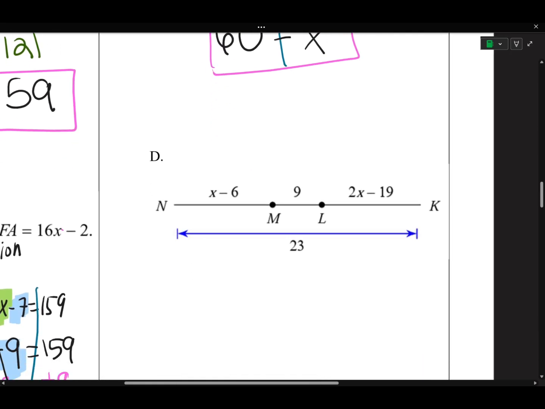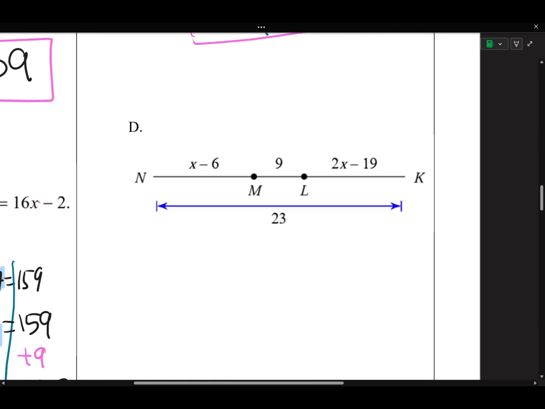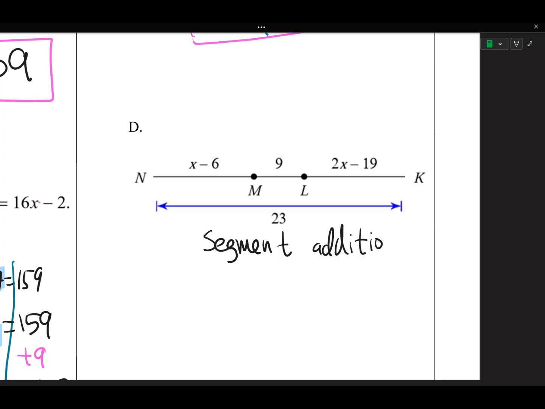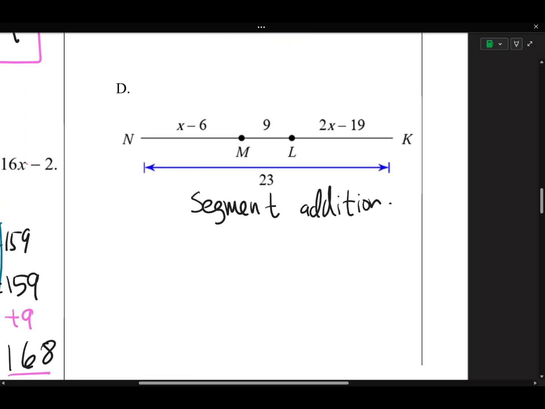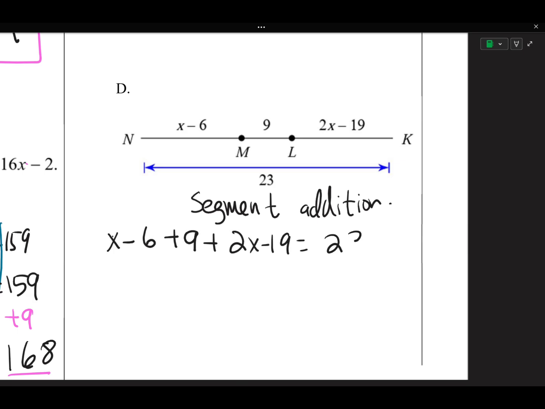And finally, we've got letter D. This is a segment, so this is our segment addition. It looks like this whole segment is made out of 3 pieces, but altogether it's 23. So if I do x minus 6 plus 9 plus 2x minus 19, I should get the full length of 23. Let's combine like terms.